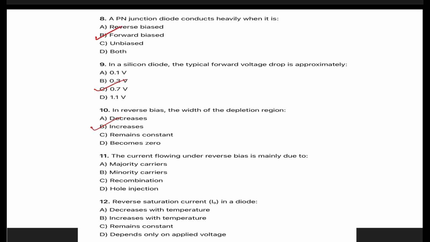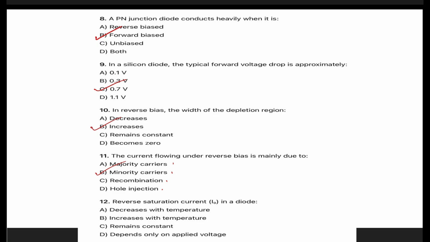Next, the current flowing under reverse bias is mainly due to: option A majority carriers, option B minority carriers, option C recombination, option D hole injection. We know that the current flowing under the reverse bias condition is mainly due to the minority charge carriers. The reverse bias current will be very less, only some minority carriers will be crossing the junction. The majority carriers will be pushed away from the junction by the external battery potential.